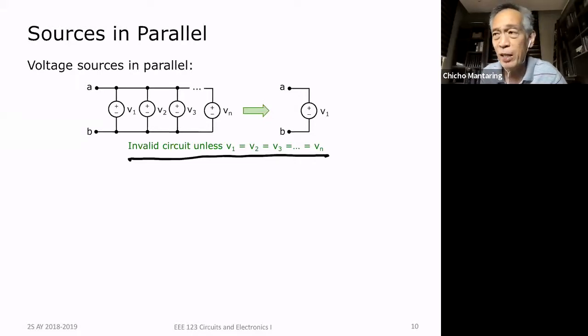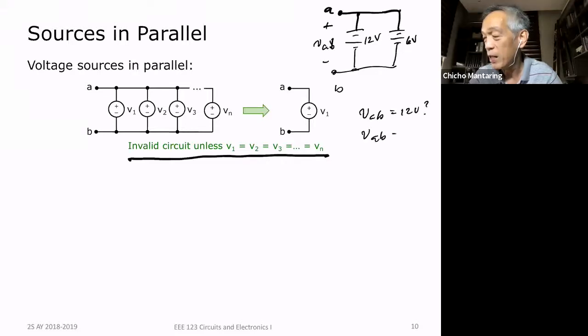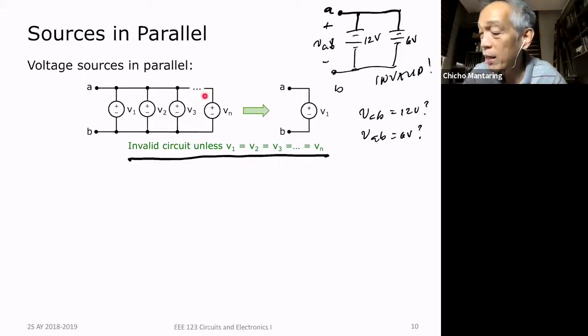What will happen if you have two batteries? One is 12 volts. One is, let's say, 6 volts, and you put them in parallel with each other. What will be the voltage across the terminals? So let's say I had two batteries, it's 12 volts, it's 6 volts. What is VAB? Let's say this is A and this is B. Is VAB 12? Is VAB 6? If I did KVL this path, I'm going to get VAB is equal to 12. If I do KVL this path, I'm going to get VAB is equal to 6. So obviously this is invalid. So all of these have to be equal. And your equivalent circuit is just the value of any one of those voltages.